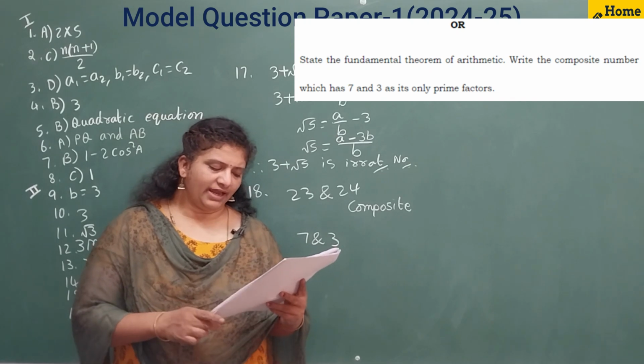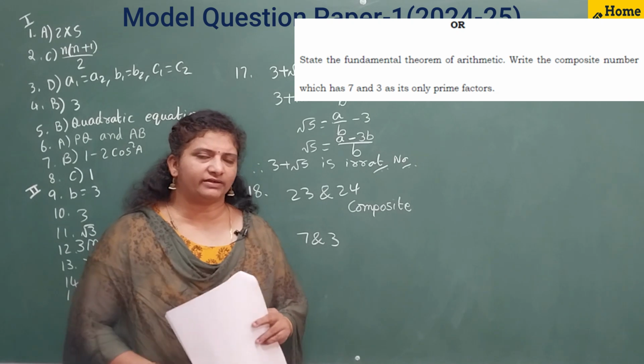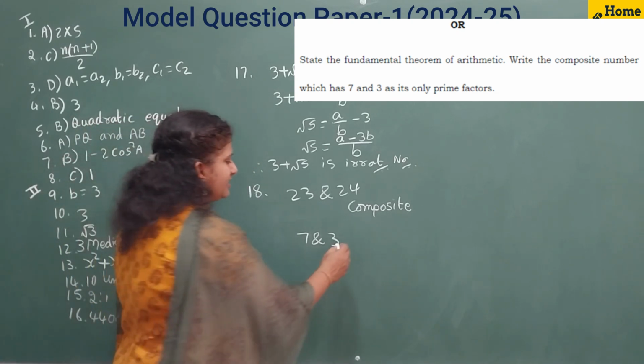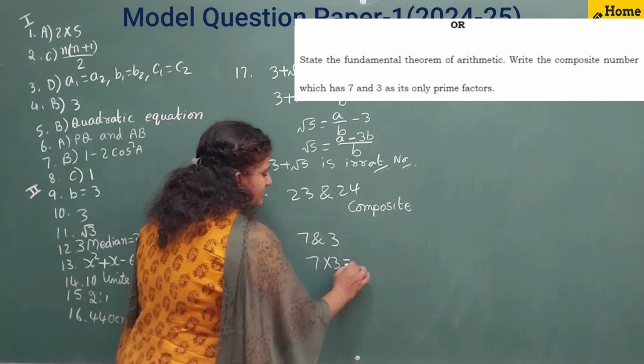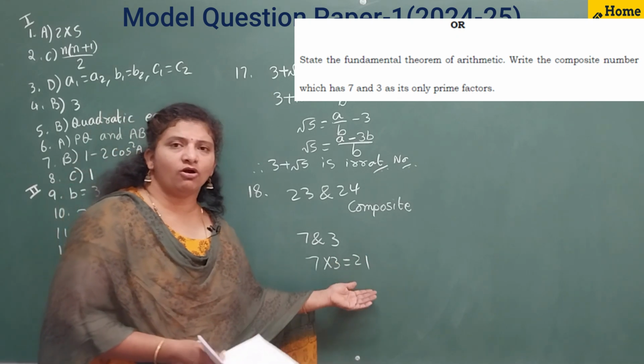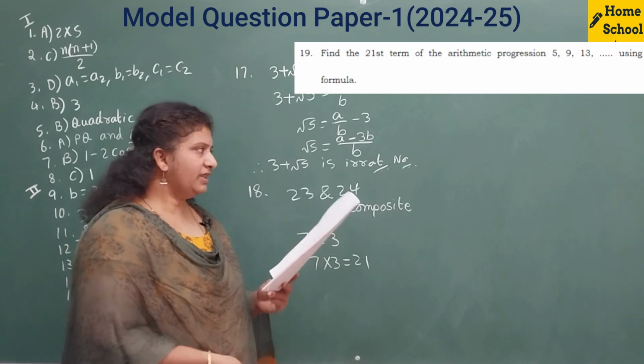And now, write the composite number which has 7 and 3 as its only prime factors. Only 7 and 3 prime factors means what we have to do? Just multiply these two numbers. 7 threes are 21. 21 is the only composite number with the factors 7 and 3. 19th problem.